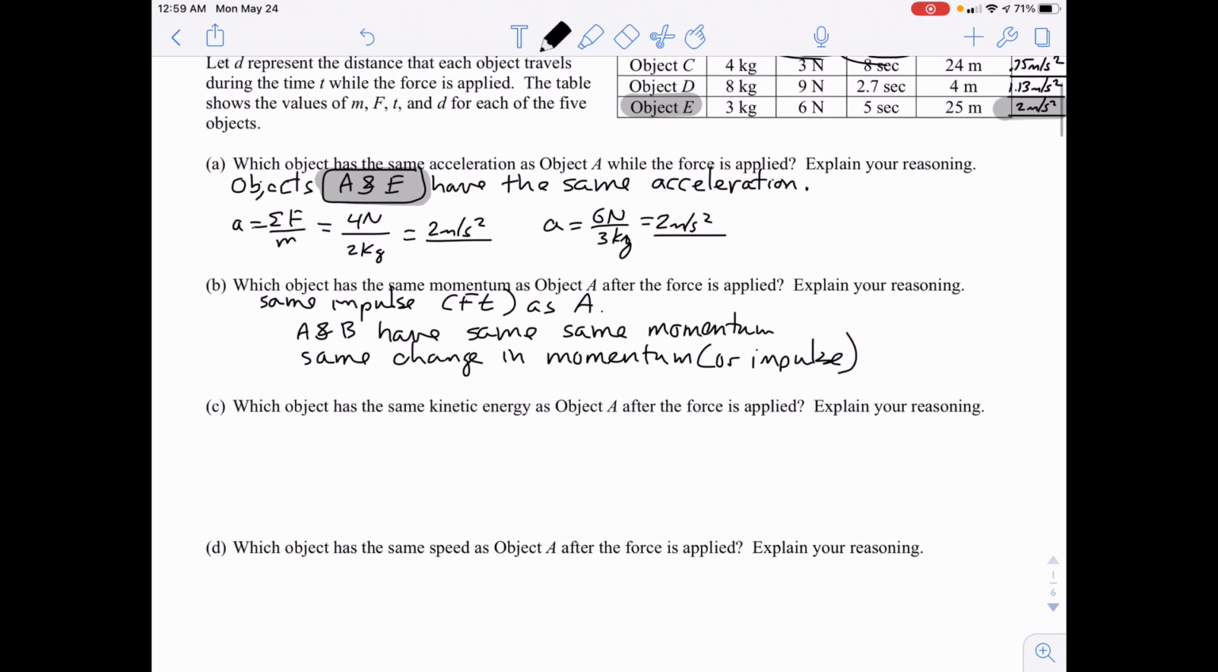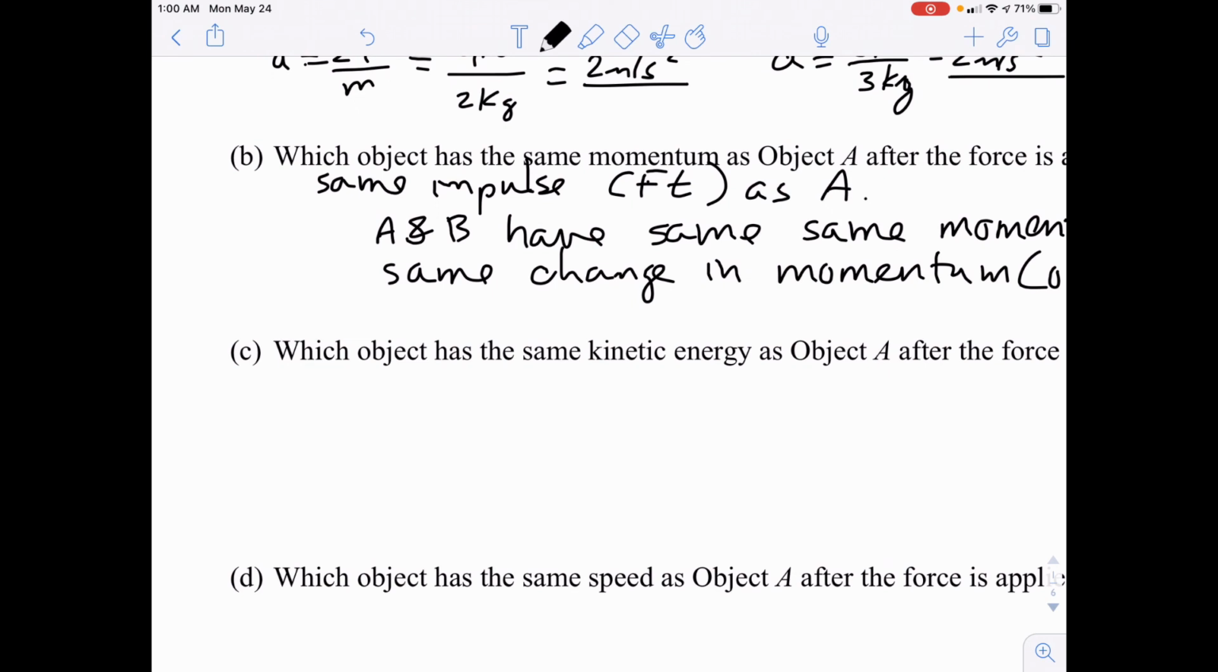Which object has the same kinetic energy as A after the force is applied? Well, again, the original kinetic energy is 0. So essentially, which ones have the same change in kinetic energy? Well, the change in kinetic energy is related to the work that was done to push the objects, which is, of course, related to the force times distance.